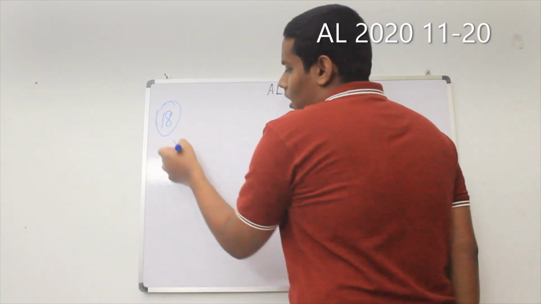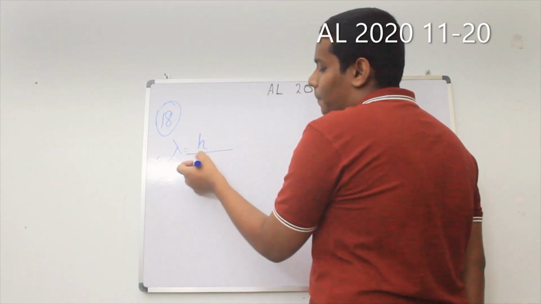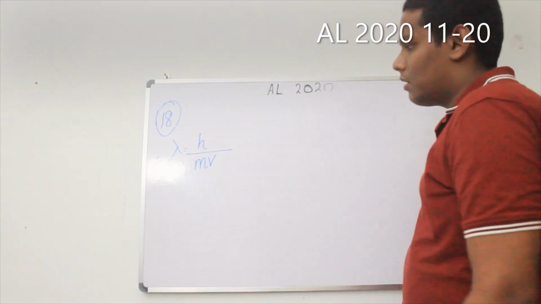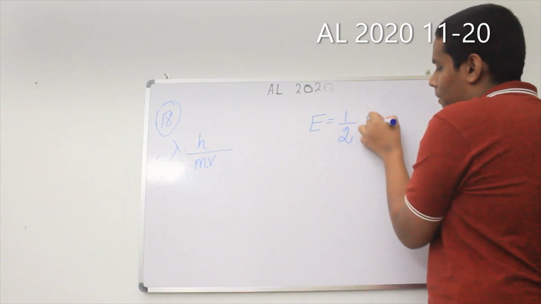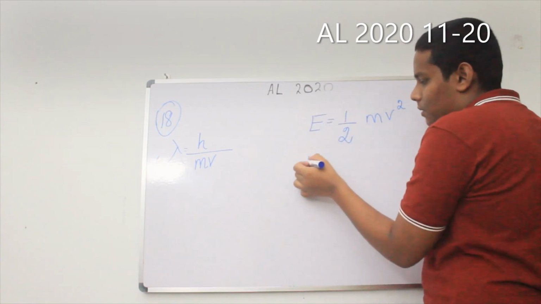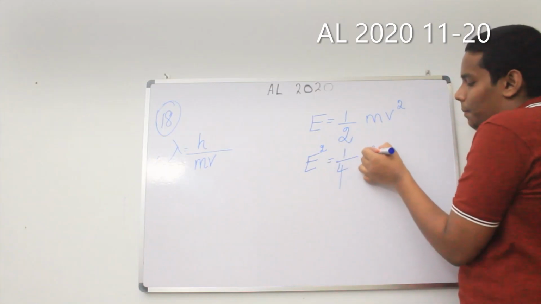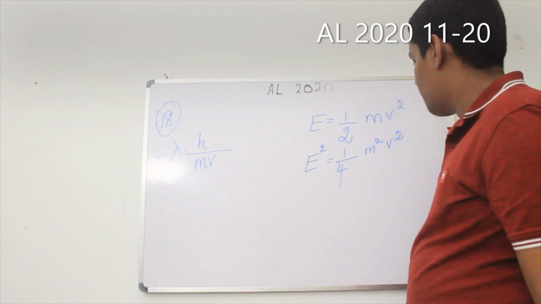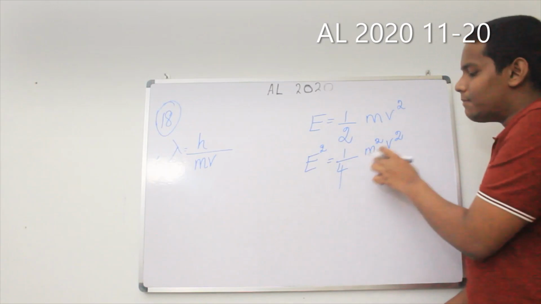Okay, first we will recall the expression lambda equal to h over mv. That is de Broglie's hypothesis. And E equal to half mv squared. Imagine I square both sides of this equation. Then E squared equal to 1 over 4 into m squared v squared. What is m squared v squared?